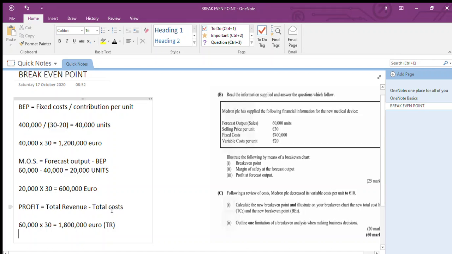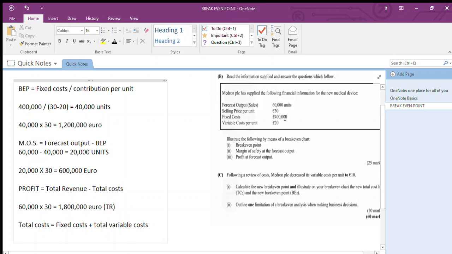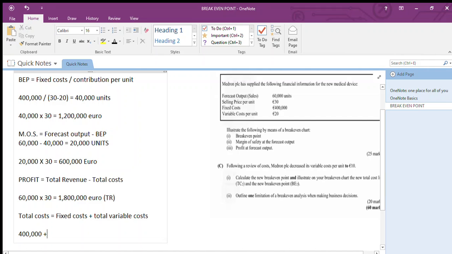How do I find my total costs? So total costs, there's two things involved in total costs. Total costs are going to be equal to my fixed costs plus my total variable costs. So fixed costs are given in the question, 400,000. So I can put that in straight away. 400,000 is my fixed costs. My total variable costs, how do I find that out? At forecast output, at 60,000 units, I spend 20 euro per unit. So 60,000 units by 20 euro. So every unit costs me 20 euro to make. If I make 60,000 of them, how much do I spend on total variable? 1.2 million here plus the 400,000. So the total costs are going to be equal to 1,600,000 euro. That is my total costs.